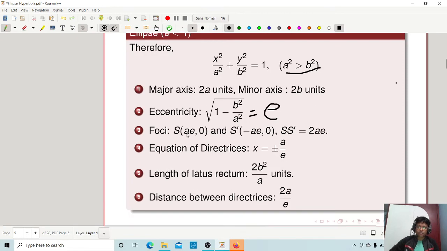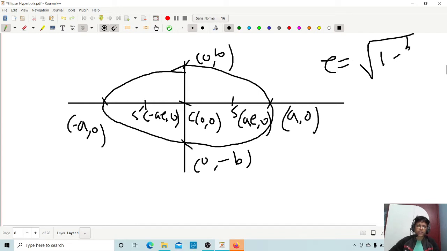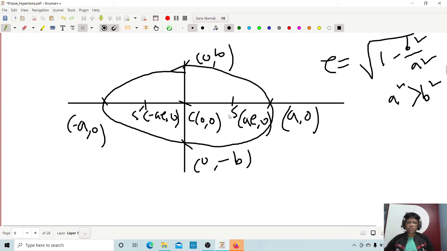And foci: the foci are plus minus ae comma 0. This is positive, this is negative. So let me show you here. This is the focus S, the coordinate of the focus is given by ae comma 0. And the other focus is given by minus ae comma 0, where e is the eccentricity. e is given by root over 1 minus b squared by a squared, provided that a squared is more than b squared. So these are the foci, and you have the directrices also.